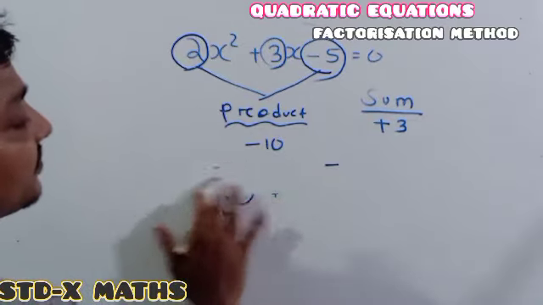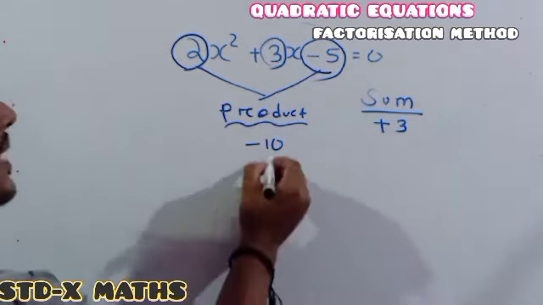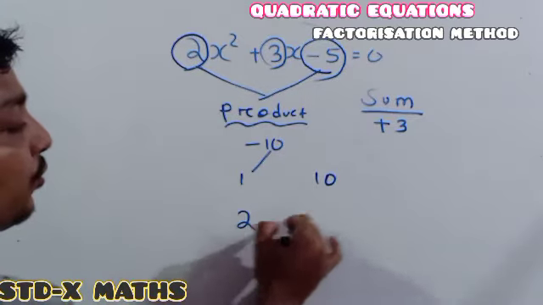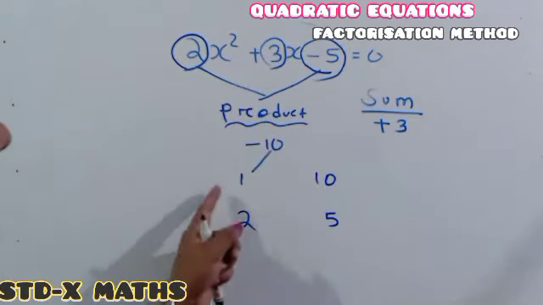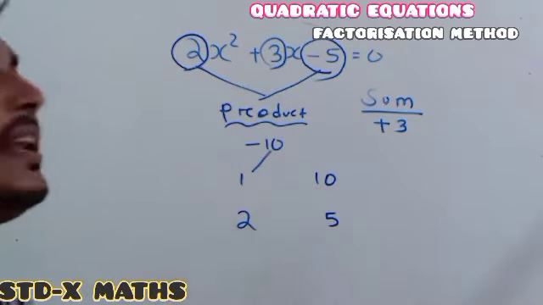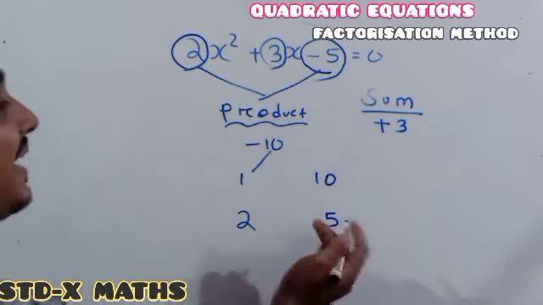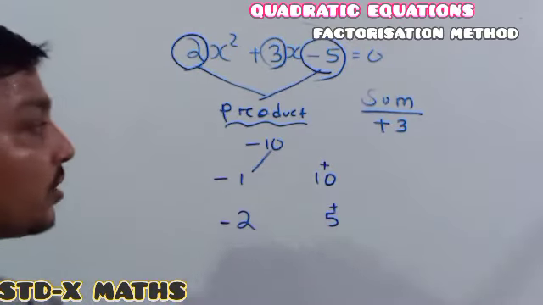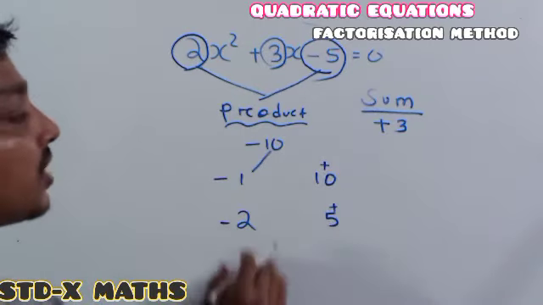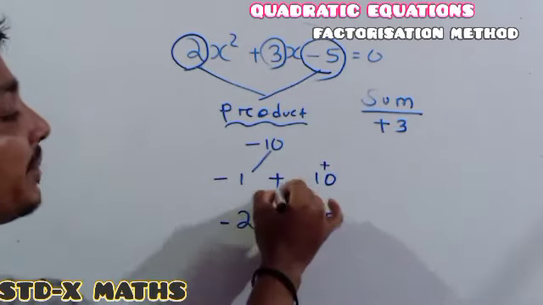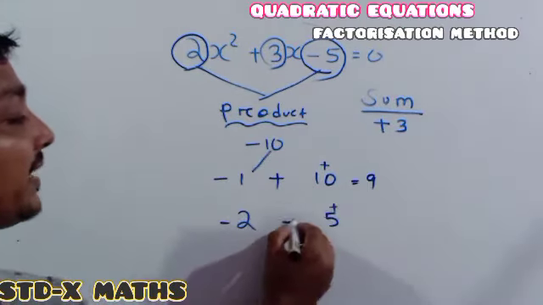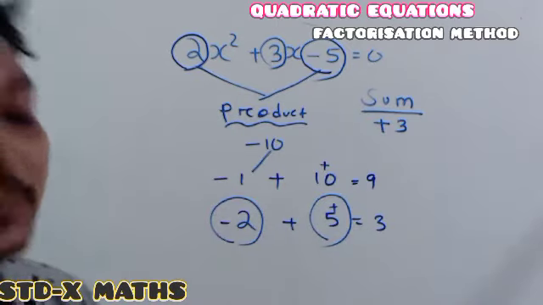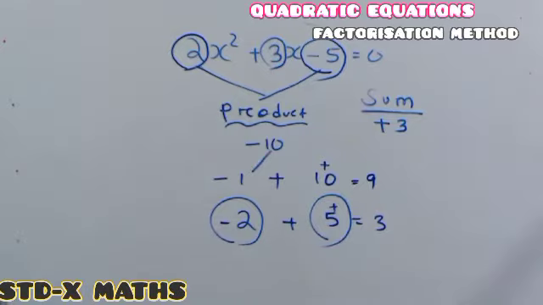For 10, first you have to factorize the number 10. 1 into 10 is equal to 10, then 2 into 5 is equal to 10. As I have already said, the greater one is positive and the smaller one is negative. Which option should we choose, the one whose sum is equal to plus 3? Here the sum is 9, but here the sum is 3. So we choose the two numbers: one is minus 2, the other is 5.